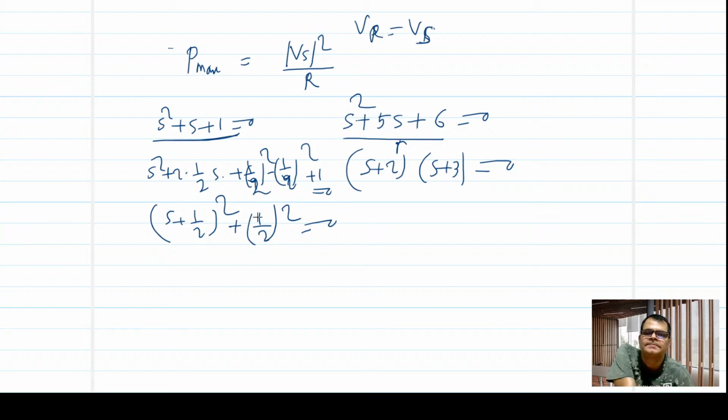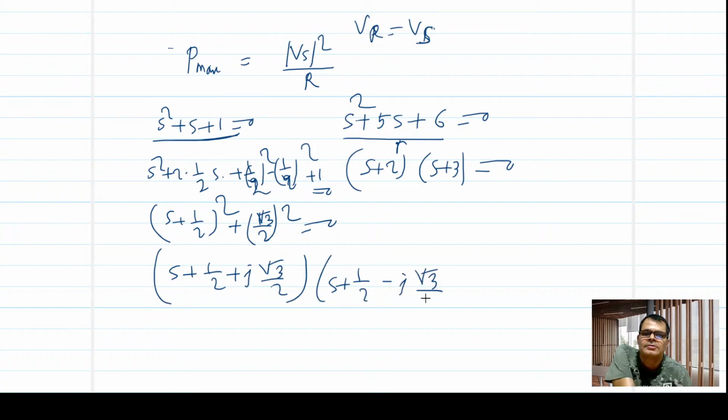root 3. So this is (s + 1 + j root 3 by 2) into (s + 1 - j root 3 by 2), equal to 0. Okay, this is the quadratic equation. This is, I mean, pure quadratic.